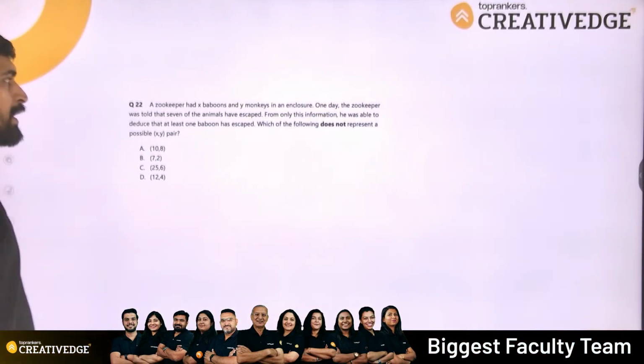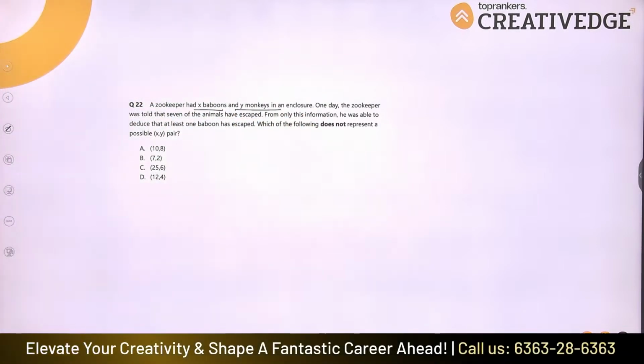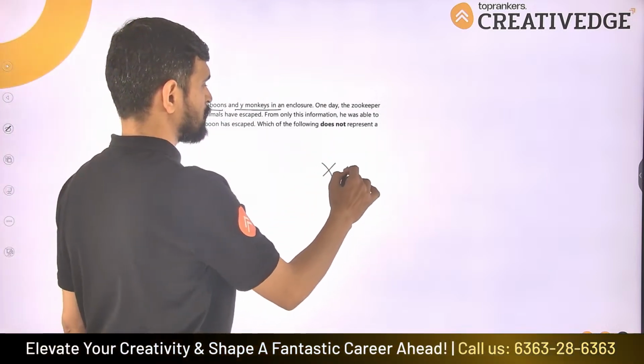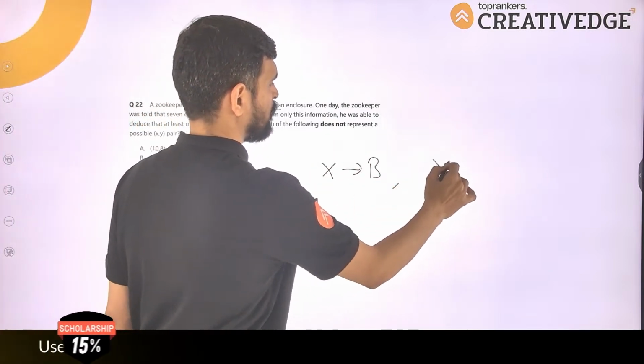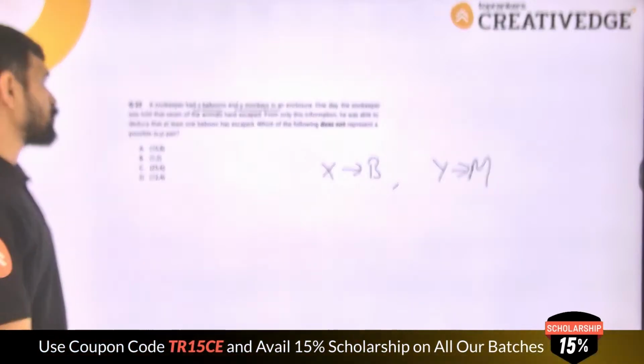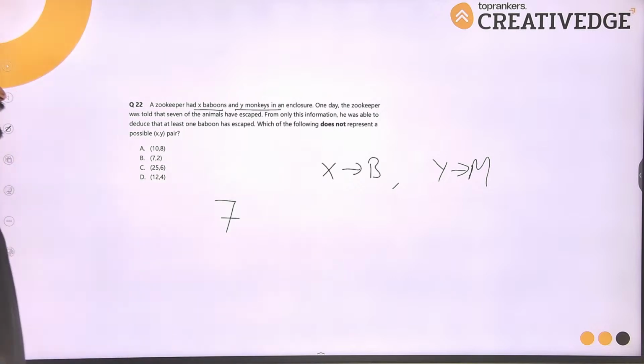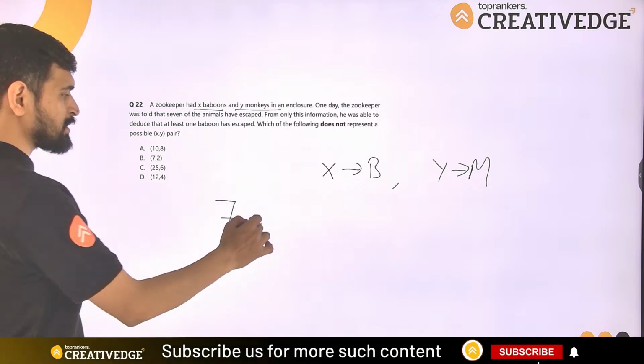A zookeeper has X baboons and Y monkeys in an enclosure. X baboons, Y monkeys. Right. The zookeeper was told that 7 of his animals have escaped. 7 animals escaped.